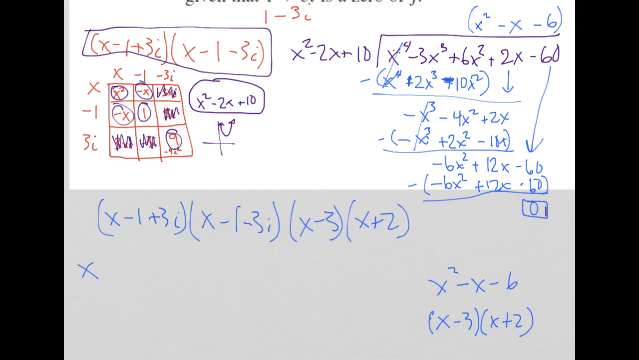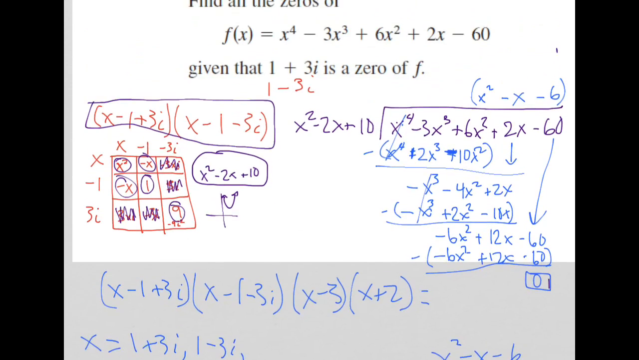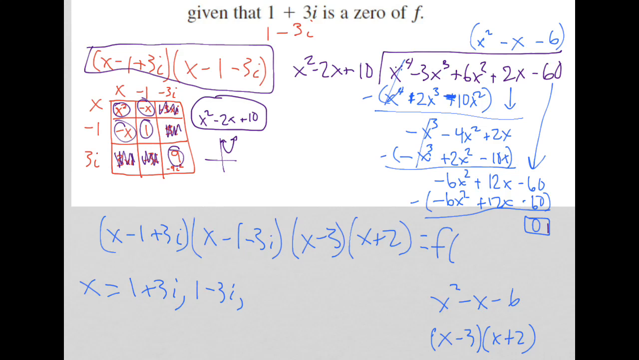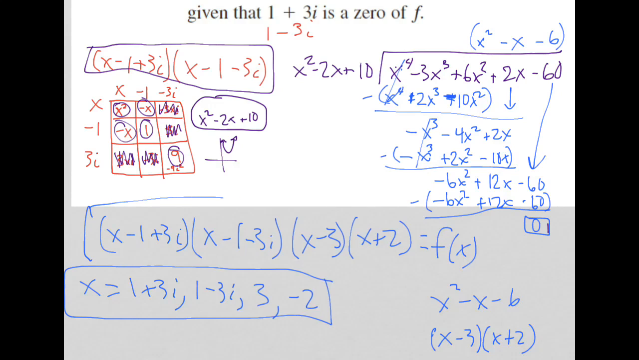So then I know that all of my zeros are going to occur when x is the original 2 I found, 1 plus 3i, 1 minus 3i. And now I also know that since this is equal to our f of x function, I will also have zeros when x is positive 3 and x is negative 2. So these would be all of my zeros, and this would be that function completely factored using complex numbers.